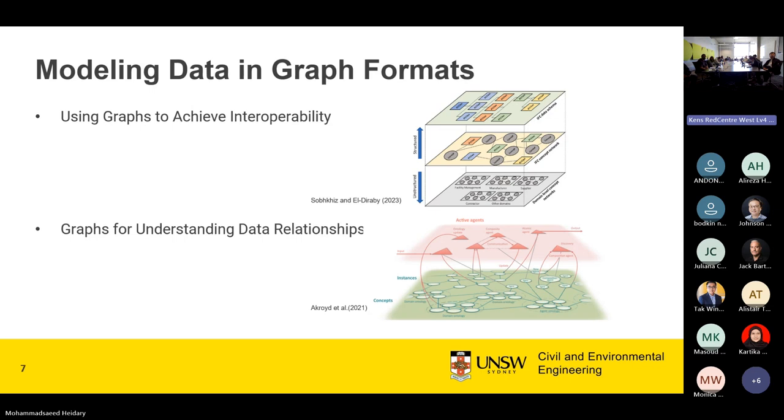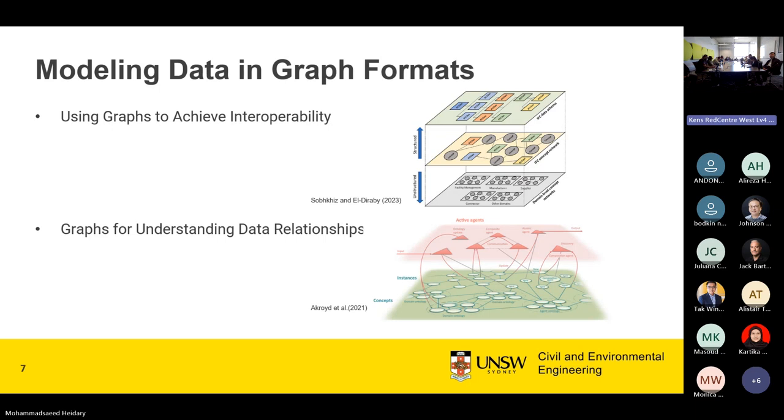For example, a paper in 2023 tried to link structured data, like a BIM model in IFC format, to unstructured data like text documents. And by using a graph structure, it tried to link these two types of data together and make them work together.